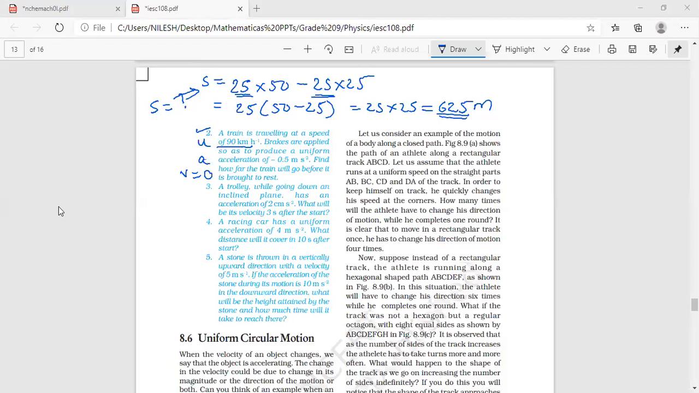Question number 3. A trolley while going down an inclined plane has an acceleration of 2 centimeter per second square. What is given? Acceleration. What will be its velocity 3 seconds after the start? What do you understand by the meaning 3 seconds after the start? Final velocity v is the question mark. We have to find the final velocity. What is given to us?